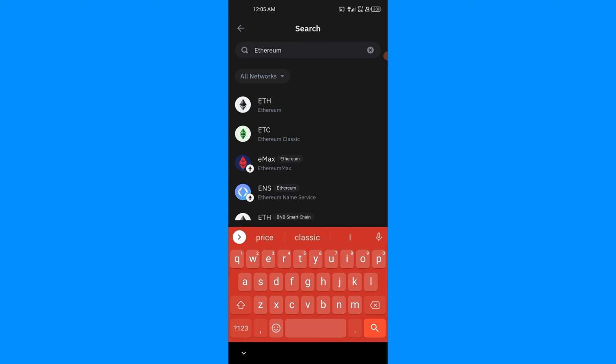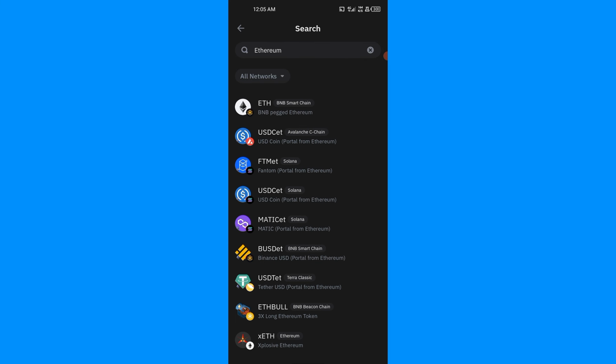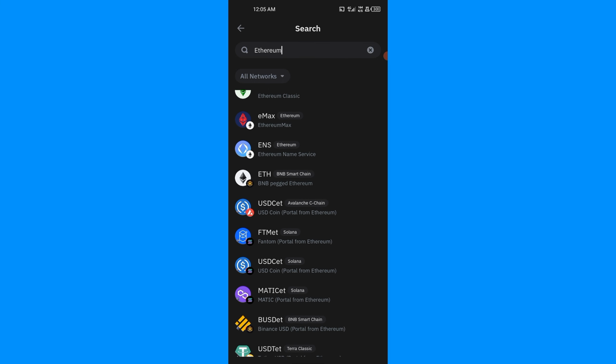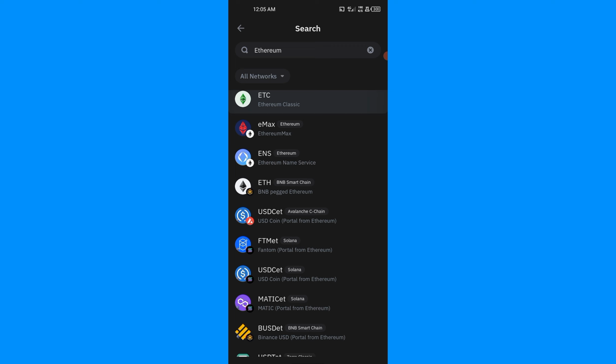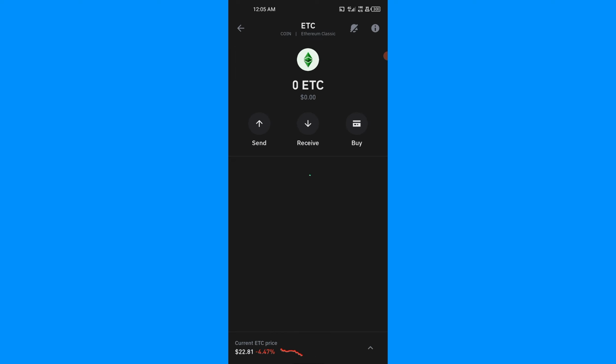So these are the different Ethereum that we have. You can now select any of them and continue your transaction. Let me say that I select the first one here, etc. I can easily send or receive or buy from this Ethereum. So guys, that is it on how to buy your Ethereum coins.